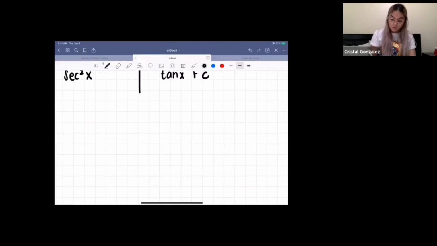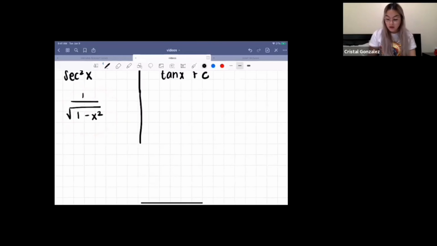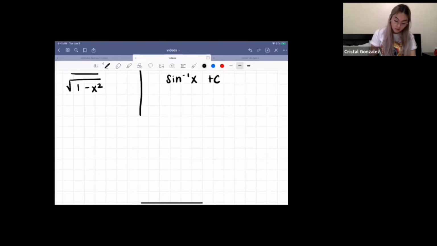And now we also want to do some arc functions, or some inverse trig functions. So 1 over the square root of 1 minus x squared. Does anybody remember this derivative? Hopefully you're thinking in your head that it's, oh, that's my arcsine. So this is sine inverse of x plus c. And let's do one more, arctangent, and then we'll be done for now.